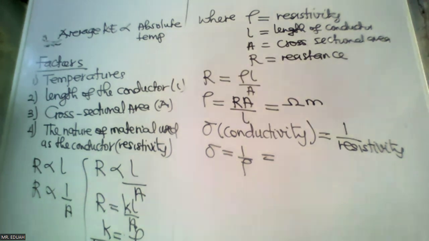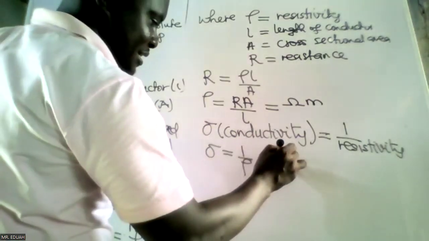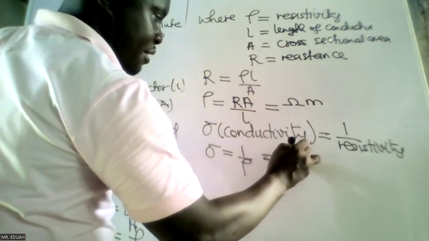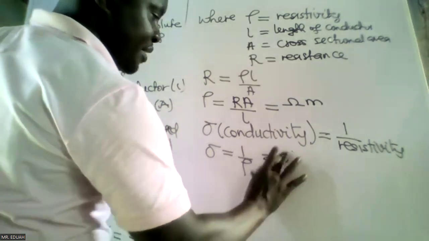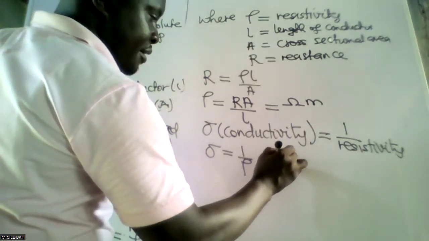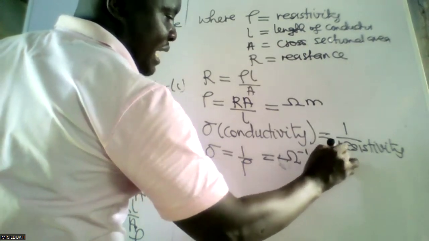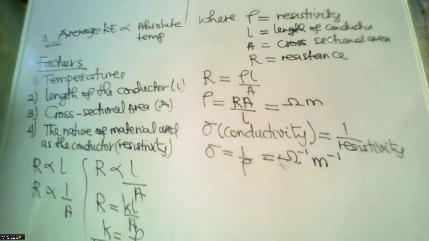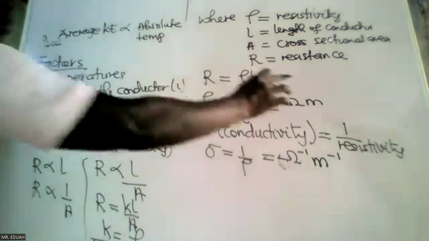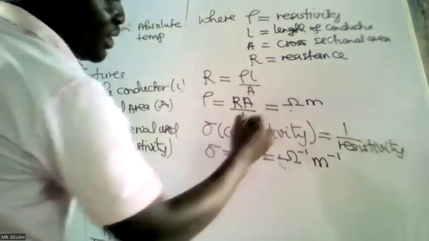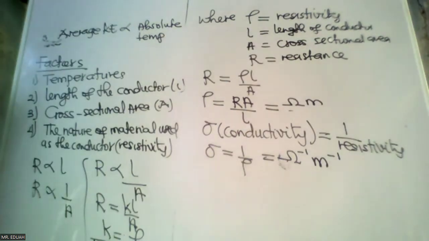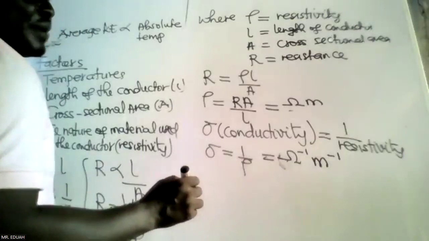So per ohm per meter. Because it's 1 over the whole of this. So per ohm per meter. Is that okay? Then the inverse of resistance.